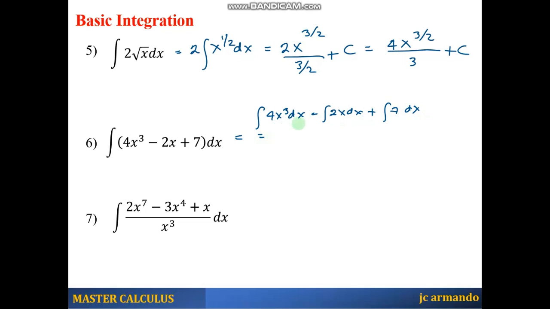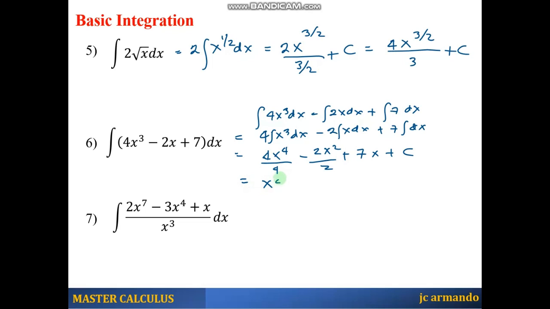Then, magiging labas yung mga constant, di ba? So, 4x cubed dx minus 2x dx plus 7 dx. So, magiging 4x to the 4th over 4 minus 2x to the 2 over 2 plus 7x plus c. So, nasagot natin x to the 4th minus x to the 2 plus 7x plus c. So, ganun lang siya.